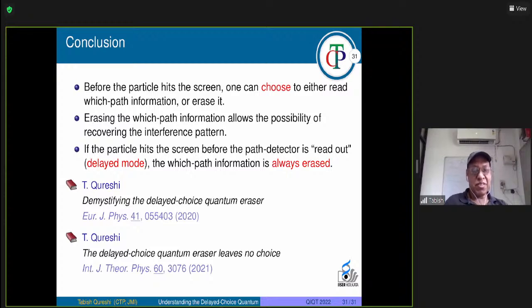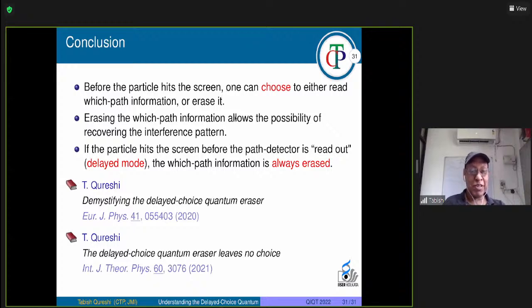Okay, so let me just summarize now. Before the particle hits the screen, you still have a choice. You can choose either to read the which path information or to erase it. And mind you, it is not just words. This part can also be experimentally tested. You can put detectors in the path and check whether the path detector states give you correct information about whether the particle is going through that particular path or not. All this can be experimentally verified.